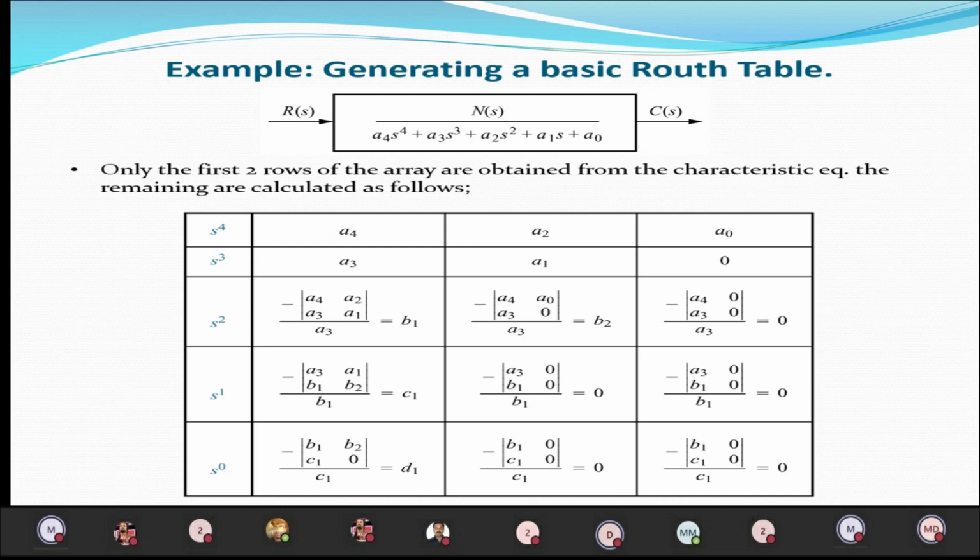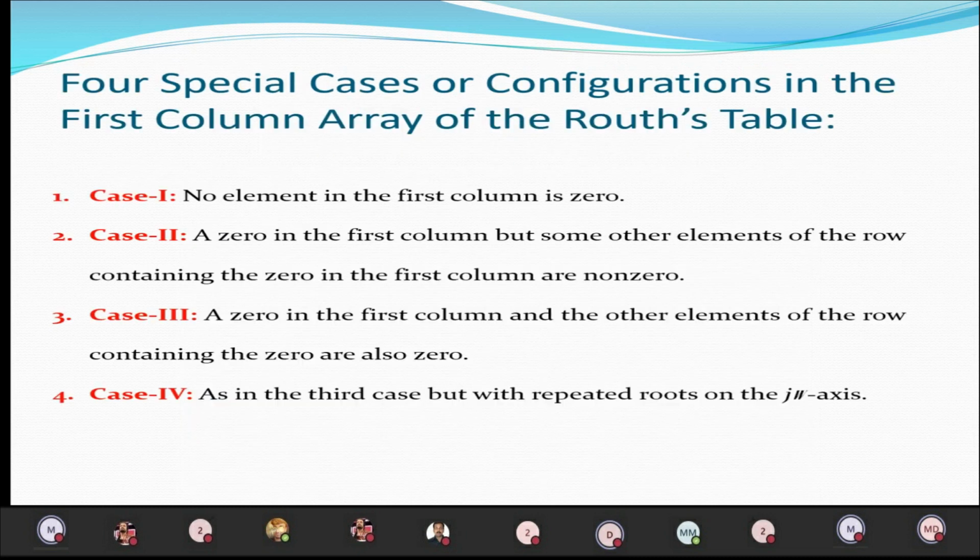Okay, so like that you have to first construct the root array and then look into it. If no element in the first column is negative, that is, all the elements in the first column of the root array are positive, then the system is said to be stable; otherwise the system is said to be unstable. For example, if there are sign changes, then the number of sign changes gives the number of poles at the right of the S plane. So this is your statement for the Routh-Hurwitz criterion.